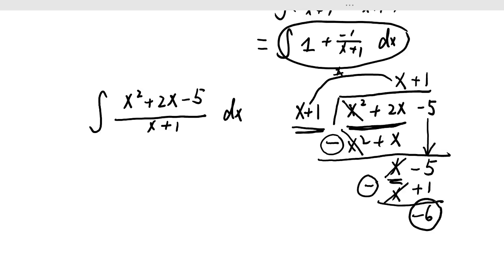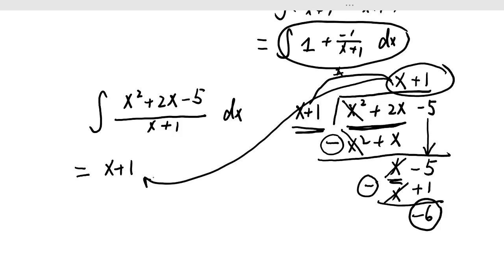Now we can rewrite our original fraction. That's going to be x plus 1, plus the remainder we have. That's going to be plus negative 6 over x plus 1. So that's the whole thing we have.